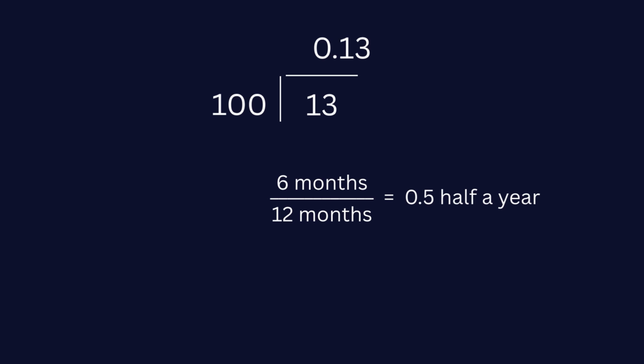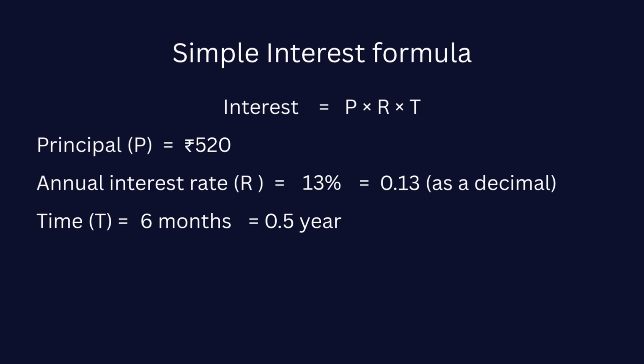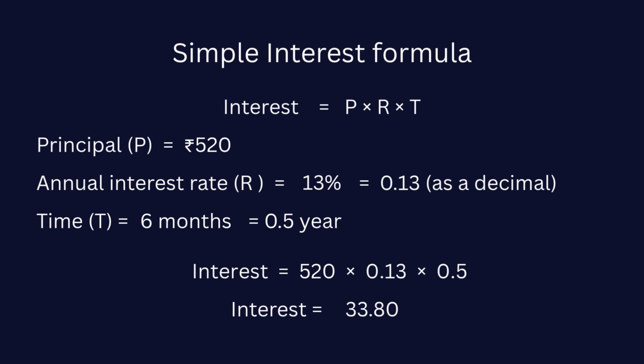We also need to convert it into a year format. So if I do 6 months divided by 12 months, that would give me 0.5, which is a half year. And we can plug the values into our formula, which is interest equals 520 times 0.13 times 0.5, and the interest would equal 33.80.